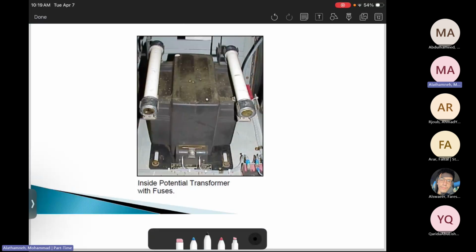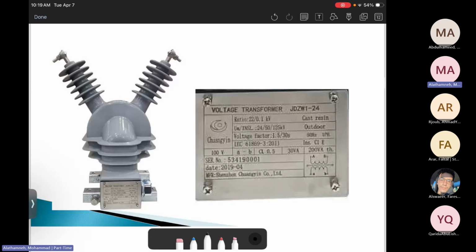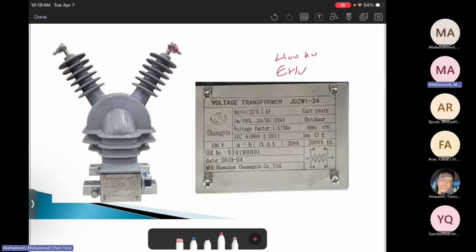This is a picture, so now we're going through several pictures. This is the VT as well, but it's used for a very high value. This is used for 400 kilovolt in extra high voltage. This is a VT, and it can be used for double circuits. It can be used for bundled conductors when we have two conductors.